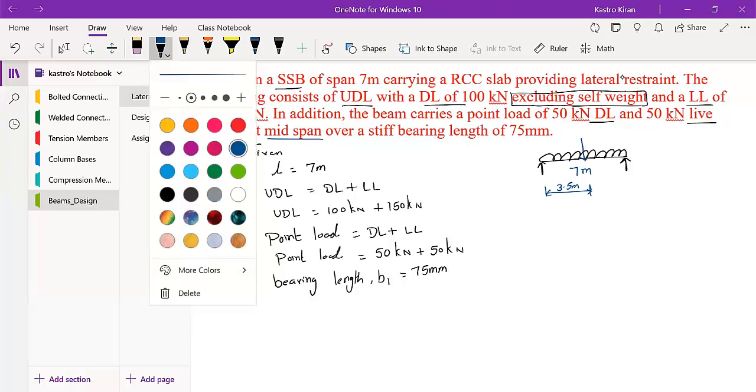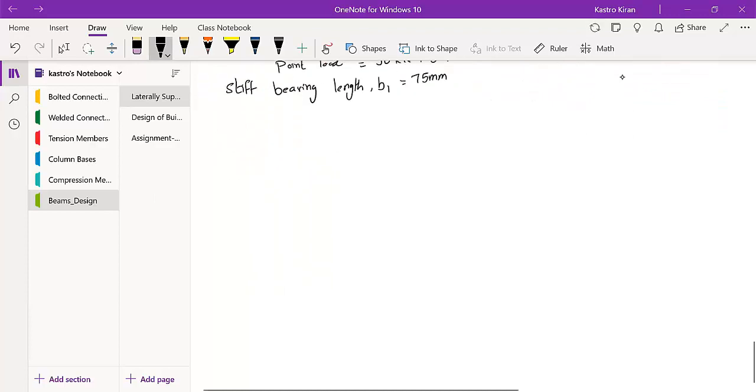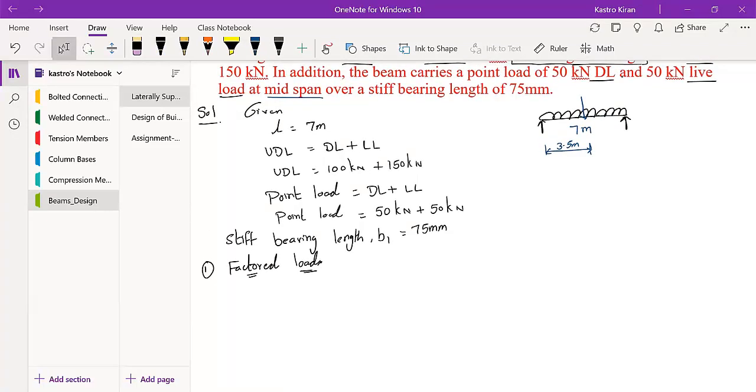The procedure of solving the problem doesn't change, except that you have two types of loadings. Whereas in the first problem which we have seen, we had only one load, the UDL. Here you have two different loads. So let's see how to solve these kinds of problems. Initially, let's solve for factored loads. They have just given the loads; they are not the factored loads.